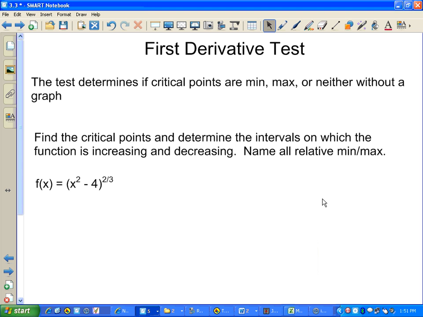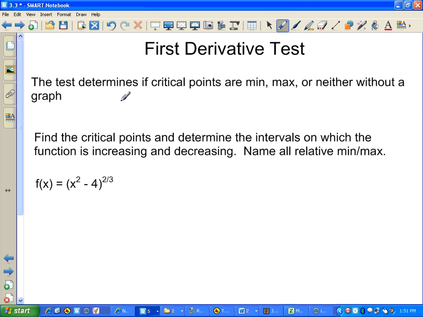We're going to continue building on our use of derivatives to help us graph functions. And the next piece that we're going to learn is the first derivative test. So the first derivative test is going to determine if critical points are mins or maxes or neither without using our graph. So we're still going to be finding our critical points, but this time we're not going to be actually finding values of our critical points. We're just going to be using our first derivative to help us decide, is that critical point a minimum or a maximum? In order to do this, we're going to be looking at what's happening around the critical point.